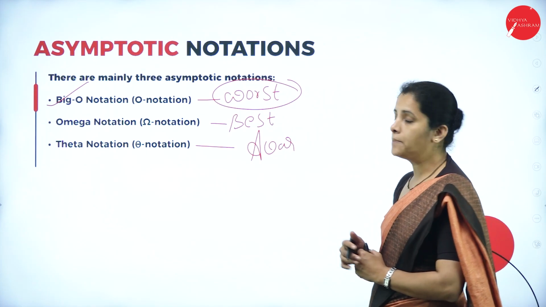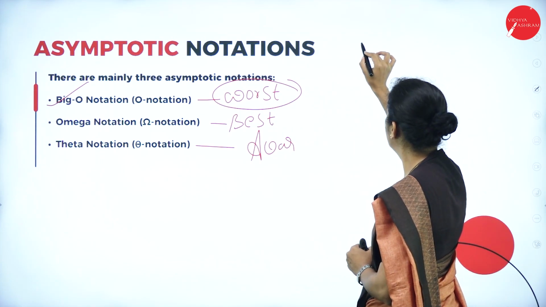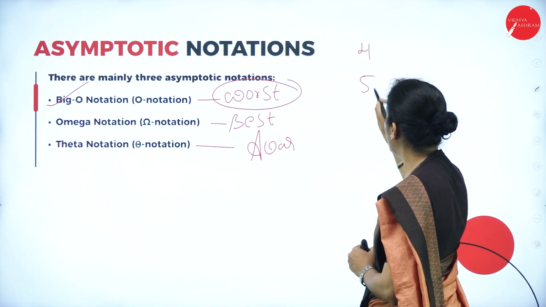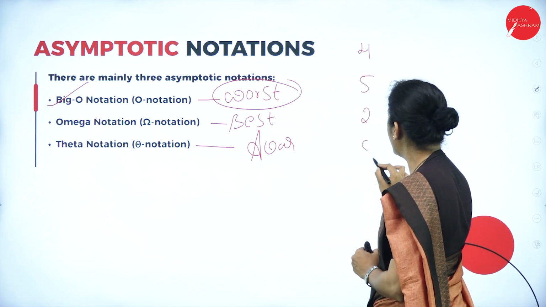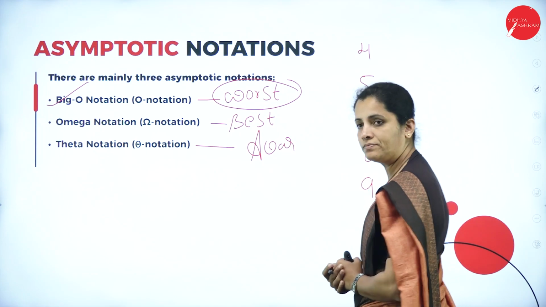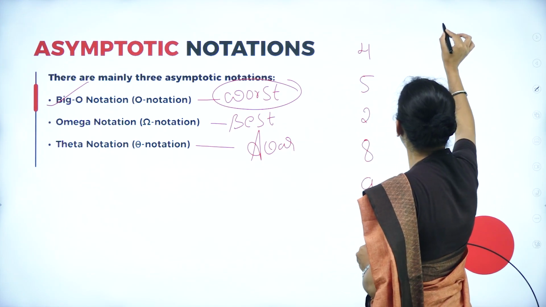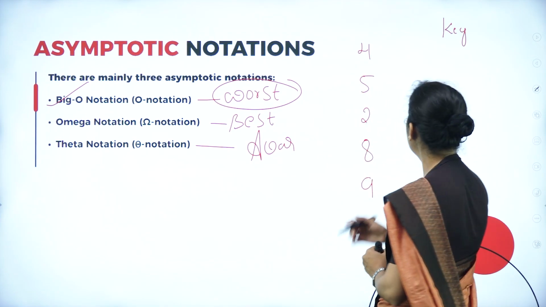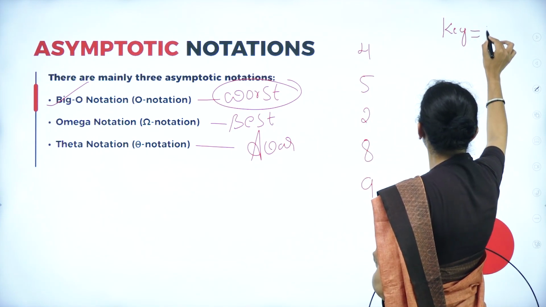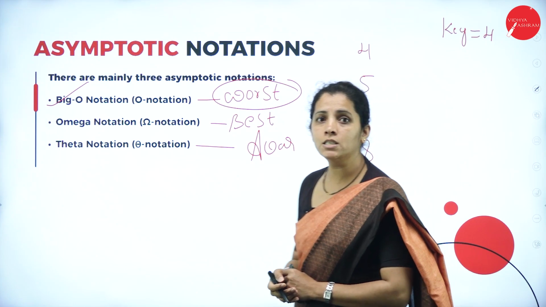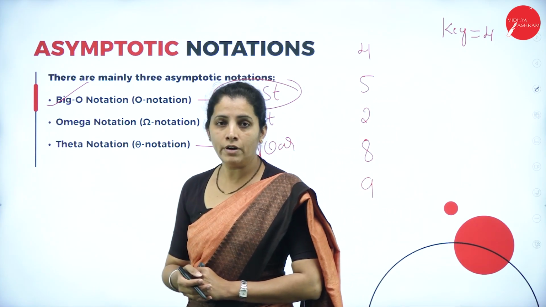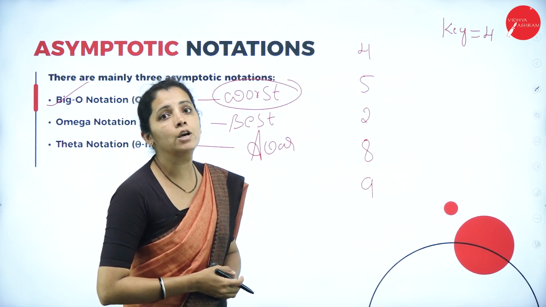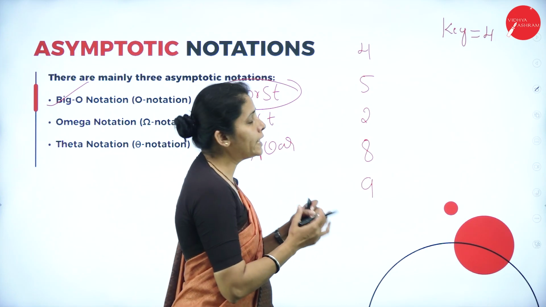Think that I have the array elements 4, 5, 2, 8, and 9, and I'm going to use linear search. This is the example for linear search. At the beginning, my key value is 4. First time, I'll consider key equal to 4.